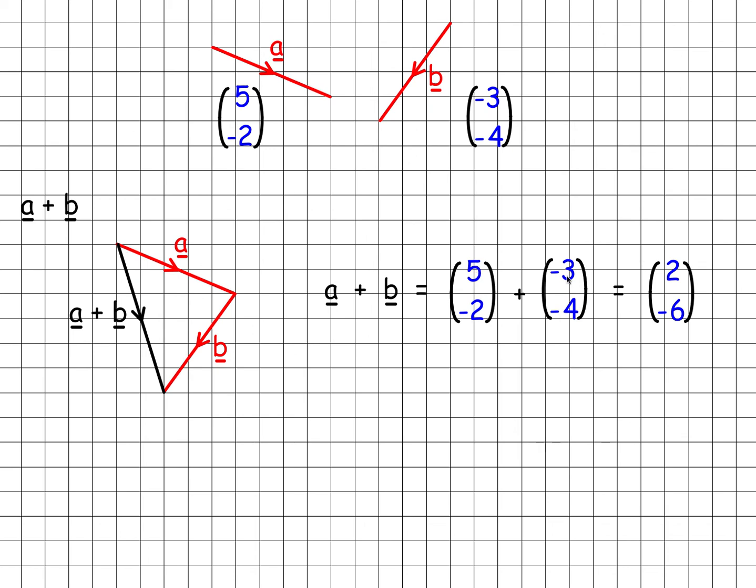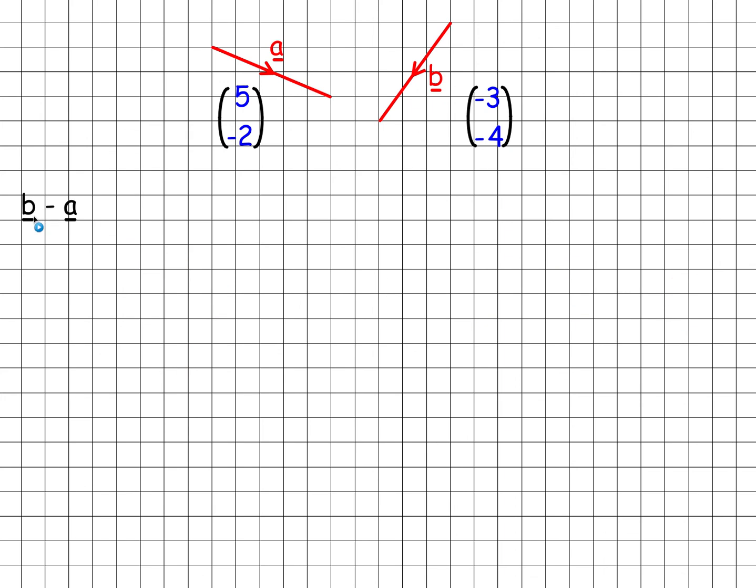5 to the right, 3 to the left, overall you're 2 to the right. 2 down, another 4 down, overall you're 6 down. So you can add the components. 5 plus negative 3 is 2, negative 2 plus negative 4 is negative 6. With the components, it's very quick and easy. Diagram, just got to be a bit more careful. They join as if you're going on a journey, and head to tail addition. So that's adding by diagram, that's adding by components. You can see that for A plus B here, it's 2 to the right, positive 2, and then 6 down, that's negative 6, just what you get from the components.